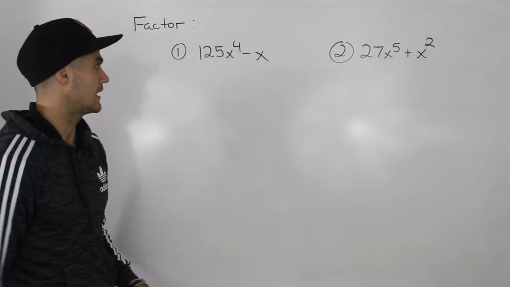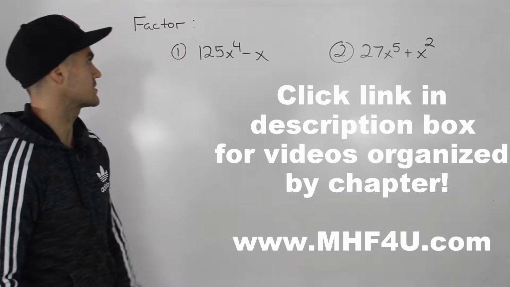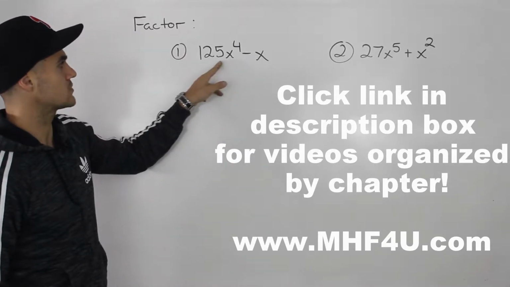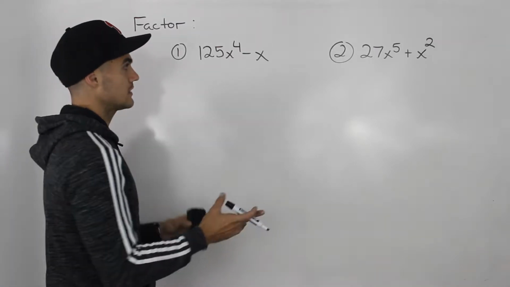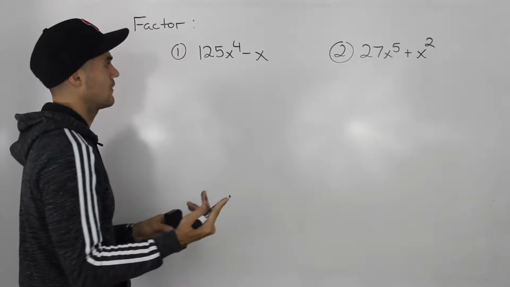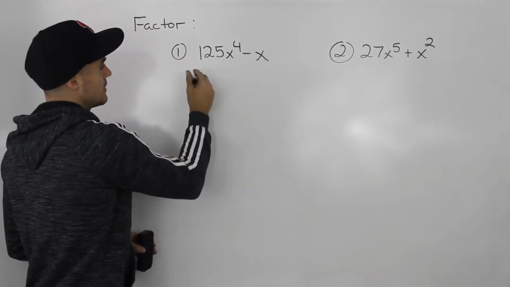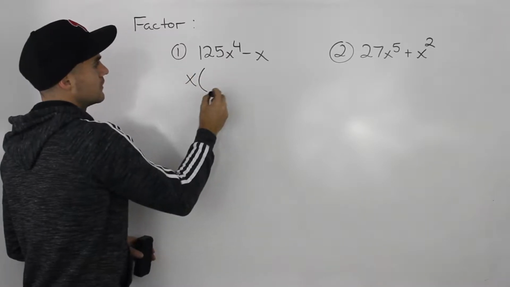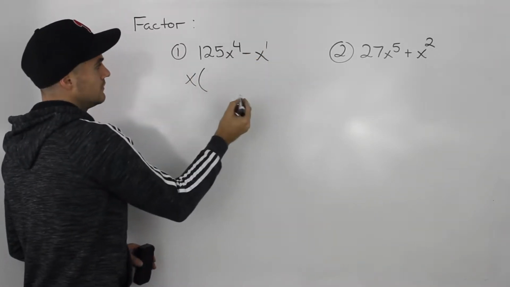What's up, everybody? In this question, we have to factor these two expressions. So let's start off with this one, 125x to the 4 minus x. First thing you always want to check with factoring, can you take any common terms out? Any constants, any variables? Well, we can't take out any constants, but notice that we can take out an x variable, right? So we take out the lowest degree possible, which is x to the 1.